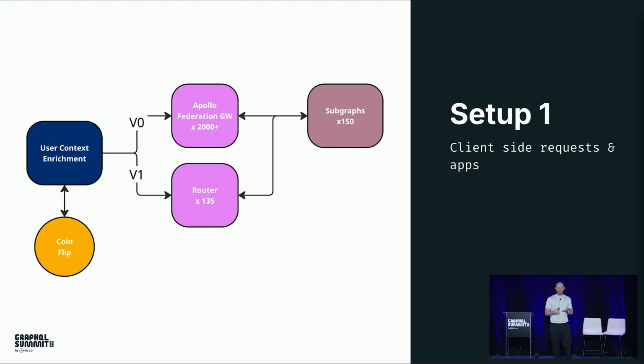Now, how do we actually set up our experiment? For client-side requests and apps, we set it up like this. The user context enrichment provides the perfect place to do our coin flip to say, are you going to go to variant 0, which is Node, or variant 1, which is the Rust router? This is a great place because we can control it and set up as many experiments as we want in the user context service to do that coin flip. We did this simply by setting a header and letting our service mesh take care of the routing for the different services.